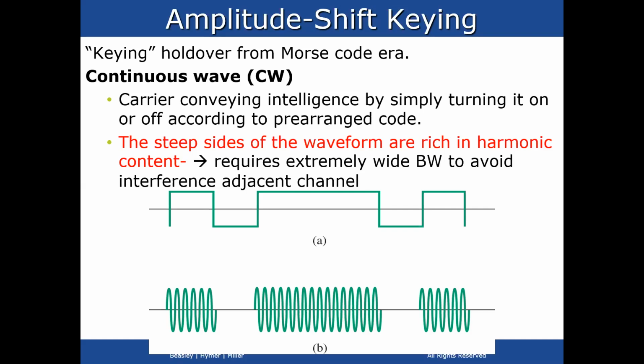So here in the amplitude shift keying, what is really happening, as you can see in the figure, is that the most elementary form of transmitting highs and lows is simply to key a transmitter's carrier on and off. You can see here in the figure that the carrier is conveying intelligence by simply turning it on and off according to a prearranged code. This type of transmission we call a continuous wave. Because this wave is periodically interrupted, we can call it an interrupted continuous wave, ICW, instead of just CW.